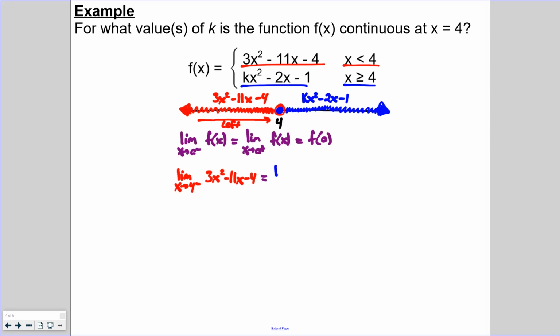Then we want to find the limit as x approaches a from the right, and not a. We know our a, it's 4. As we approach 4 from the right, we can see we want to use our function kx squared minus 2x minus 1. And this is going to equal f of 4.